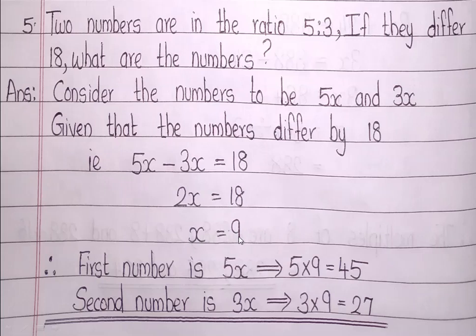Why is x equal to 9? x is equal to 18 divided by 2, it's 9. Students, don't stop when you get the answer for x. That is not your question. Your question is what are the numbers. So you should write what is the first number and what is the second number.